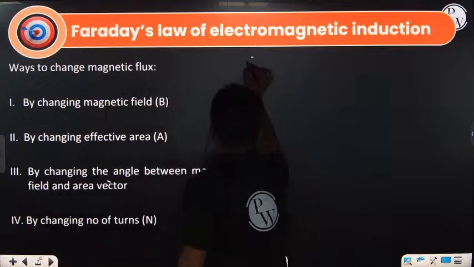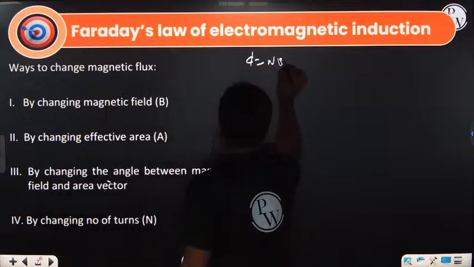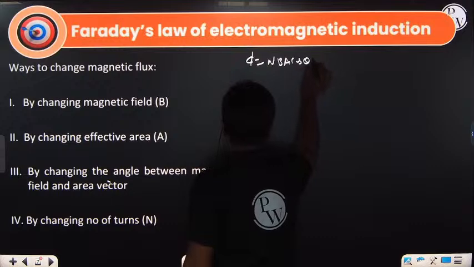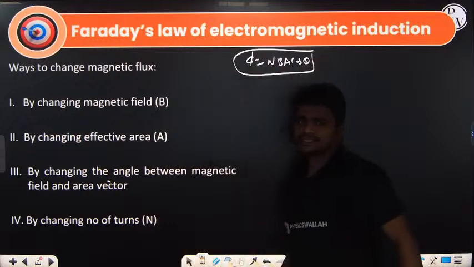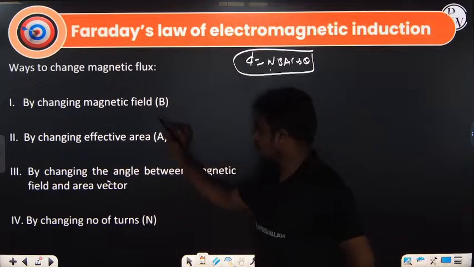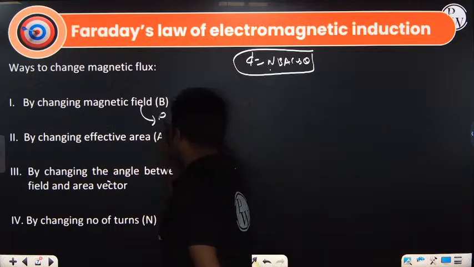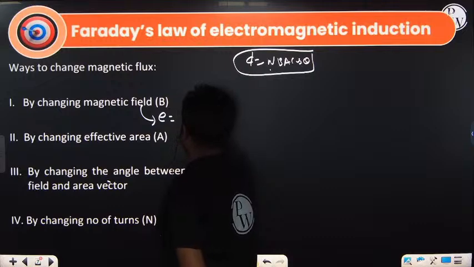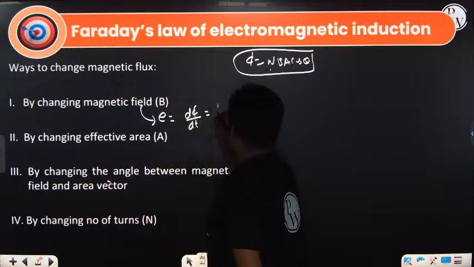So what is magnetic flux? Phi equals N B A cos theta. How can we change this flux? Can we change it by changing the magnetic field? Yes, flux can be changed by changing the magnetic field. In this case, E equals d phi by dt. If only B is changing, the other terms are constant. This is N A cos theta into dB by dt.